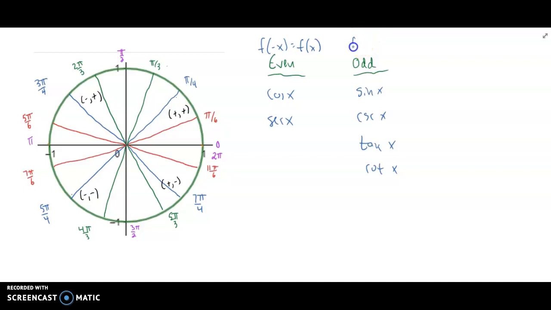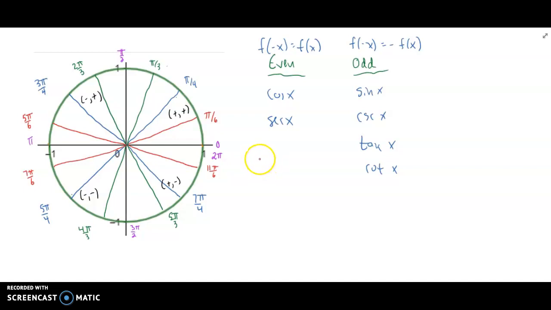When I do the same thing with an odd function, though, f of negative x doesn't follow the same rule. What it does actually is switch the sign of the output. So if I find the sine of negative pi over 3, it'd be the same thing as the opposite of the sine of pi over 3. So let's formalize this. Let's put some examples to this.